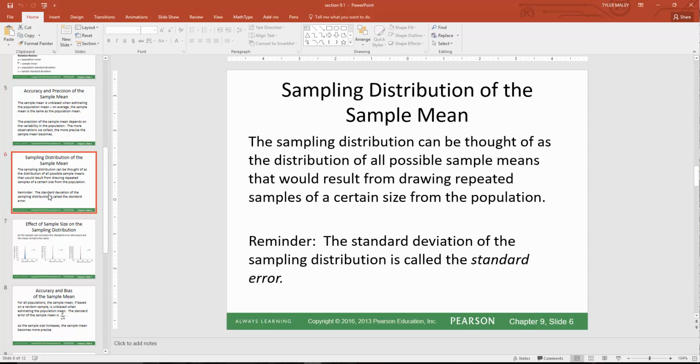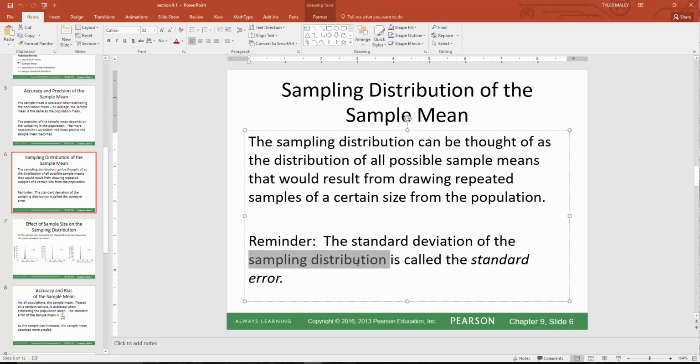My sampling distribution can be thought of as a distribution of all possible sample means that would result from drawing repeated samples of a certain size from the population. If we keep repeating this process, my sampling distribution will be all the different sample means. And when we're talking about a sampling distribution, the standard deviation we call the standard error. So a little different term, but a similar idea.